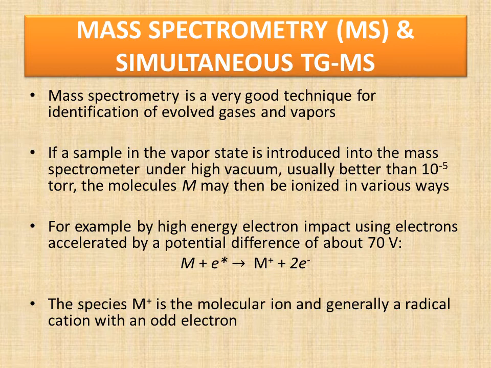So what happens over there? These are the molecules of sample, and these are high energy electrons. It is made to fall on this molecule. It is energetic enough to eject a single electron from this molecule, and that is converted into a cation, and that electron is added over here. So 2 electrons are here. The species, this M positive ion, that is the cation, is actually the molecular ion, and generally a radical cation with an odd number of electrons.